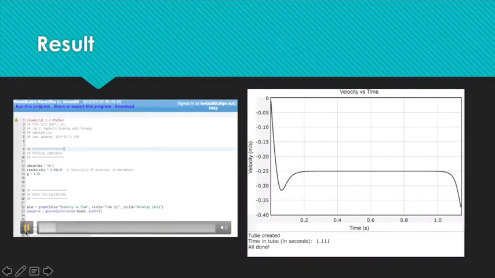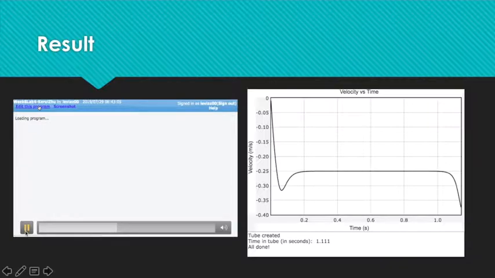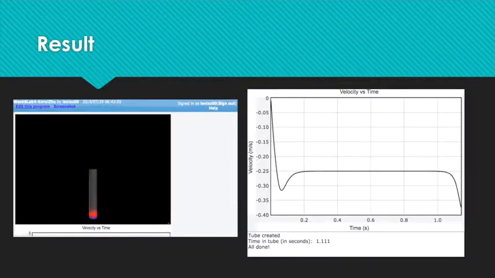Here is a little video representing the visual presentation. As you can see, there are two rings, one red and one blue, representing the induced current above the magnet and below the magnet. And the gray tube here represents the coil tube. And I'm getting a velocity versus time diagram as presented. It shows that the time in the tube is about 1.11 seconds in the simulation.